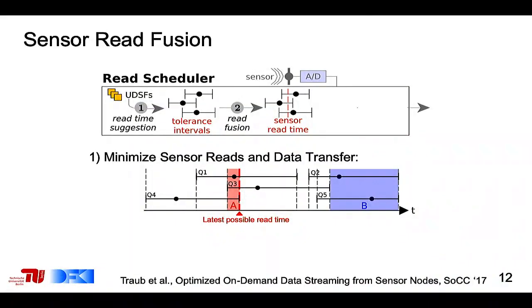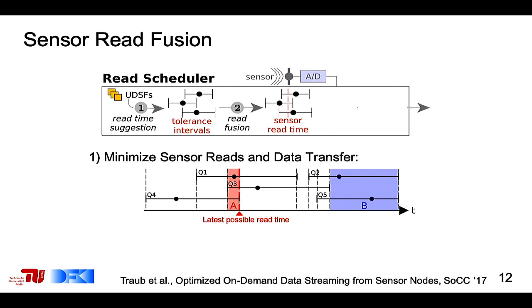And there we apply what we call read fusion. So whenever we have these overlapping requests, so two read requests with a tolerance interval overlap, we try to fuse them to perform only a single sensor read and then hopefully also a single data transmission. And we do that in two steps. The first step is that we minimize the sensor reads and the data transfer by, to give you a brief intuition here, reading at the time of the first interval end.